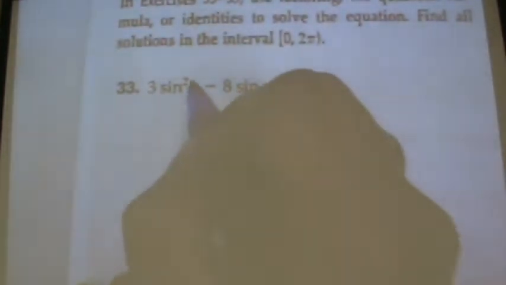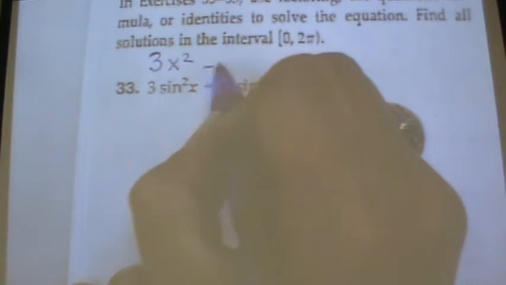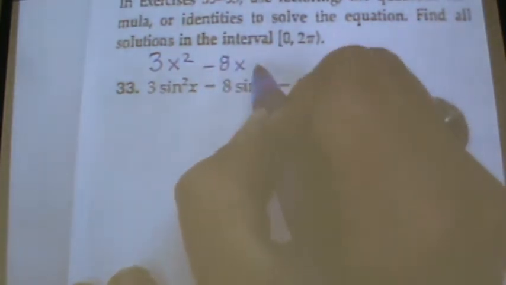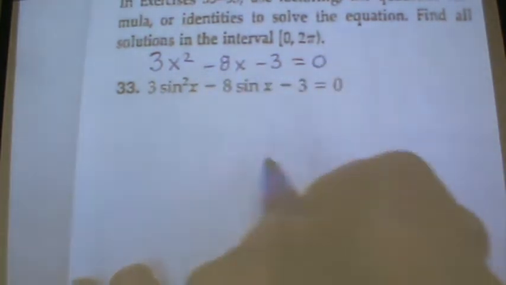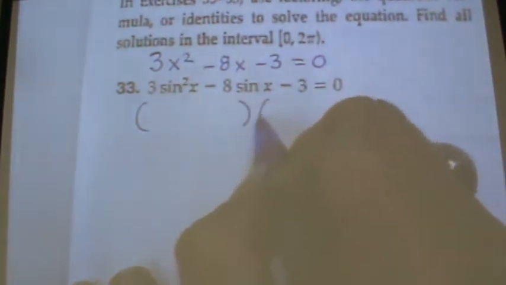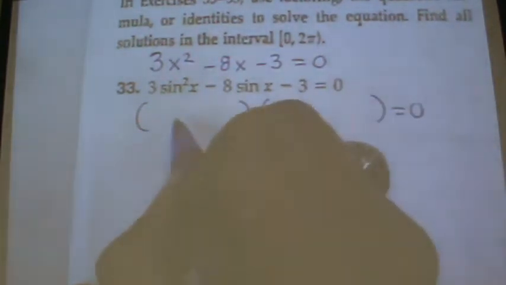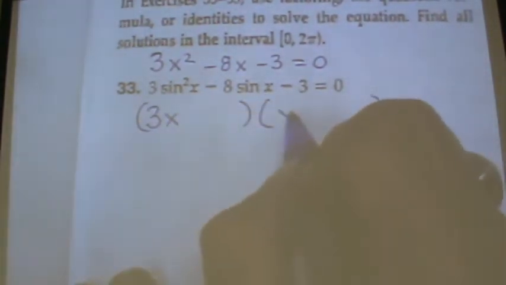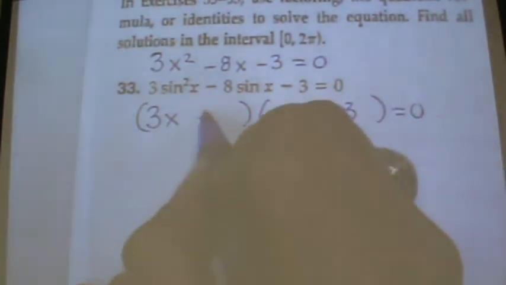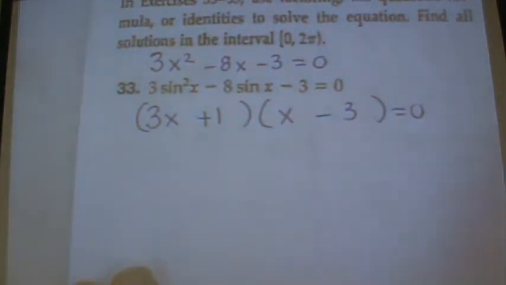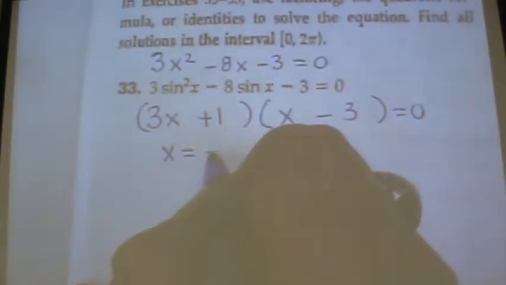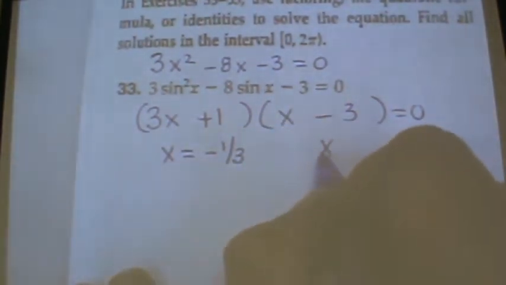Okay, let's try the next one, 33. How do you factor this one? You have 3x squared minus 8x minus 3 equals 0. How do you factor that? Got it? So this answer is negative 1/3, and this answer is 3.